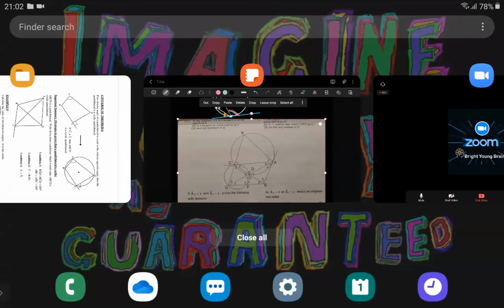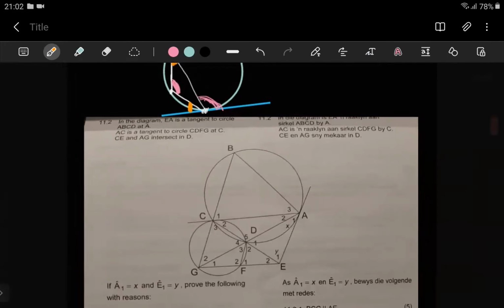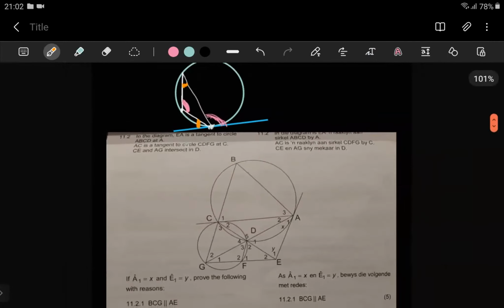Question. So it says here, in the diagram, EA is a tangent to the circle. So there's EA here. It's a tangent to the circle. Okay, fine. Might as well even highlight it a little bit.